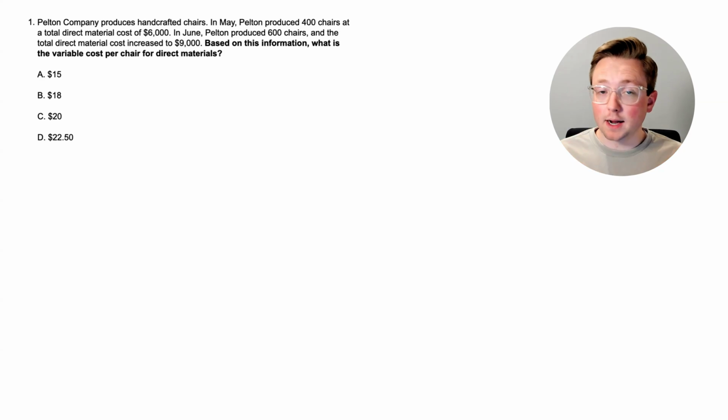To begin, one thing I always like to point out is you want to read the last sentence of the question first. This is a very good strategy, especially for test day, because reading that last sentence of the question will frequently give you the context of the question so that you know kind of what you're looking for when you read through the rest of the question. So let's go ahead and do that here. Based on this information, what is the variable cost per chair for direct materials?